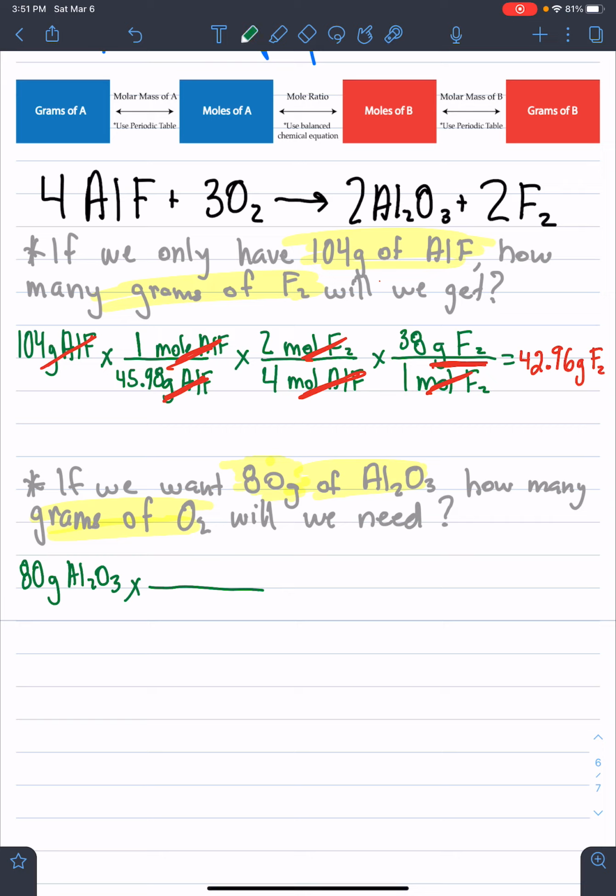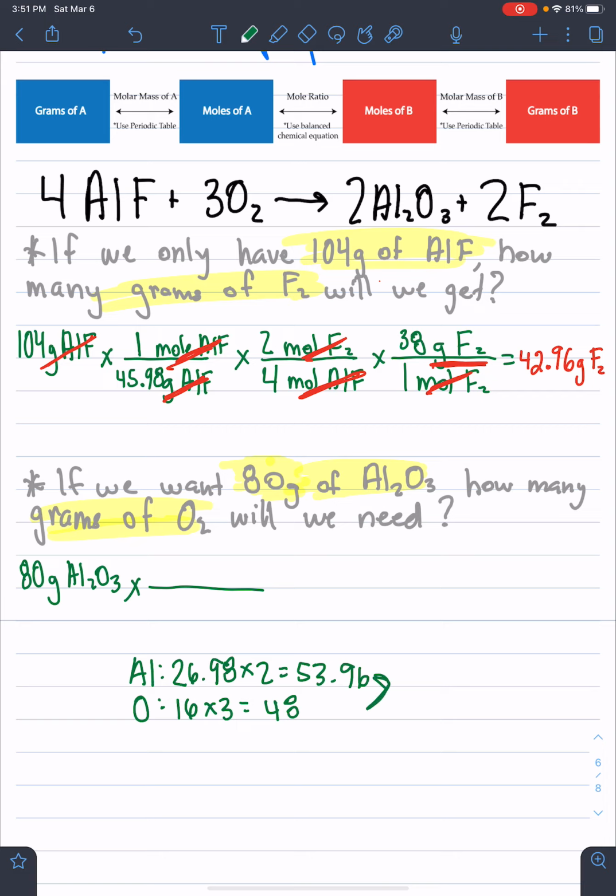So on my periodic table, I look up Al, and I see that its mass is 26.98. I look up O, I see its mass is 16. The Al I'm going to times by 2 because I have an Al2, so I'll get 53.96. And the O I'm going to times by 3, so I'm going to get 48.